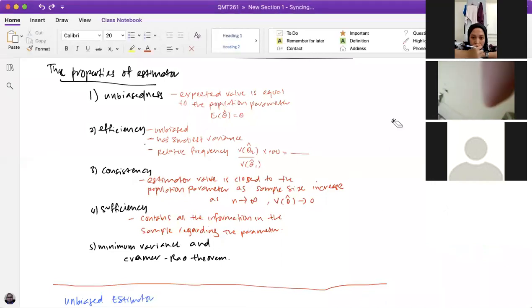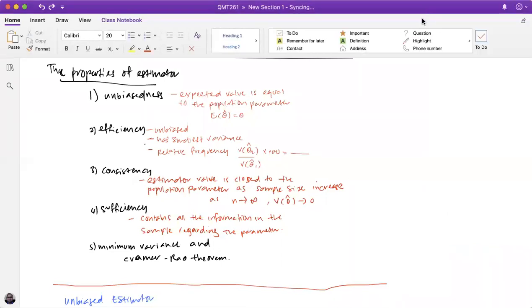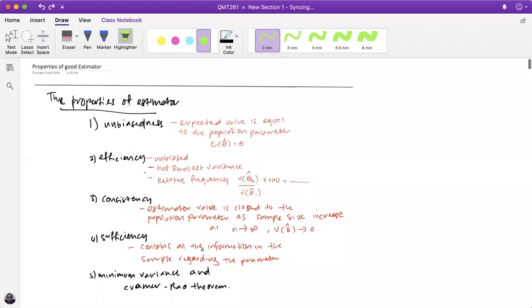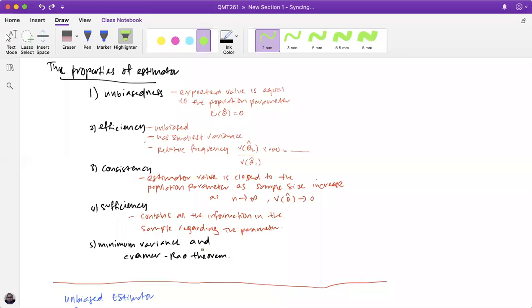Okay, so properties of estimator. We have five properties of estimator. First is unbiased. Second is efficiency. Third is consistency and sufficiency. And the last one is minimum variance and the Cramer-Rao theorem. But before we start with this topic, I just want to check, we have finished maximum likelihood estimator, right?